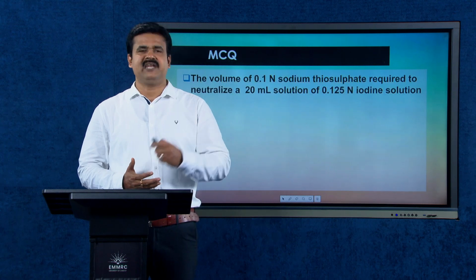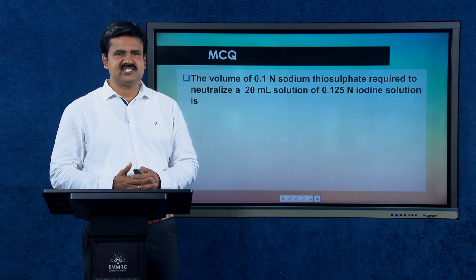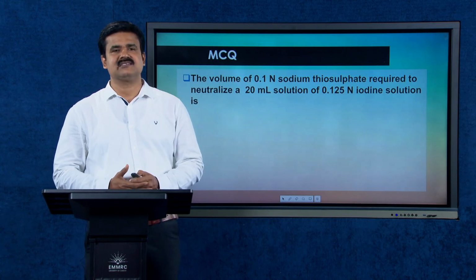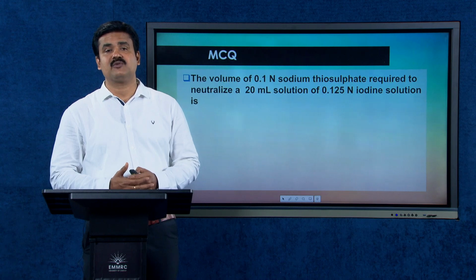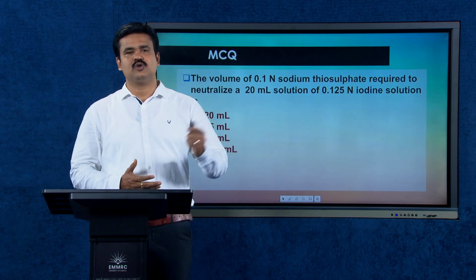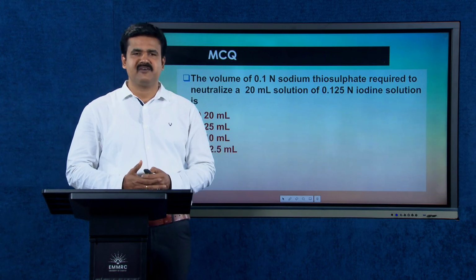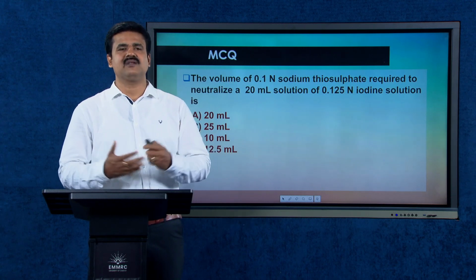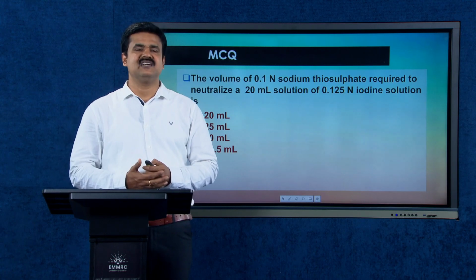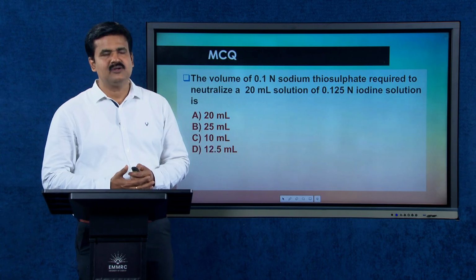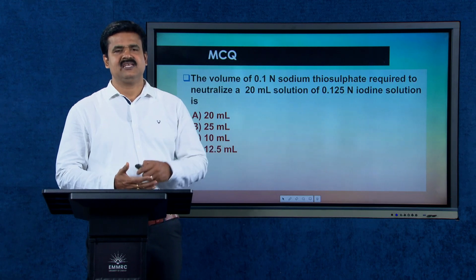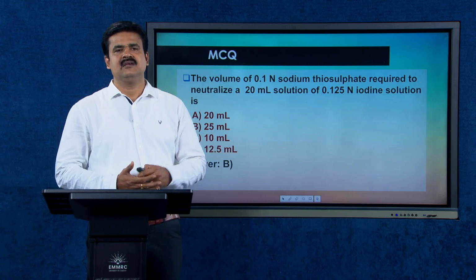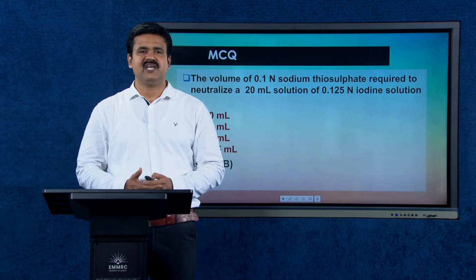Now, an MCQ based on the concept we learned. The volume of 0.1 normal sodium thiosulfate required to neutralize 20 ml of 0.125 normal iodine solution is: option A 20 ml, option B 25 ml, option C 10 ml, and option D 12.5 ml. You can calculate the volume required by using the expression N1V1 equals N2V2, and whenever you substitute the values in this simple volumetric equation, you will get the right answer as option B, that is 25 ml.